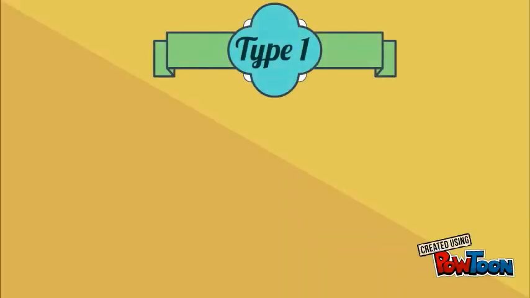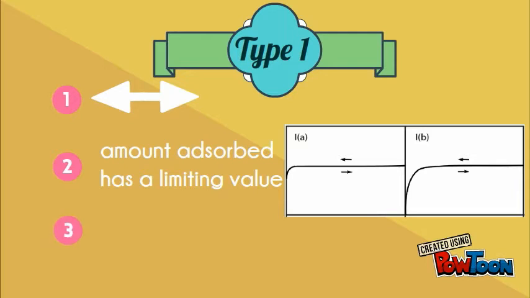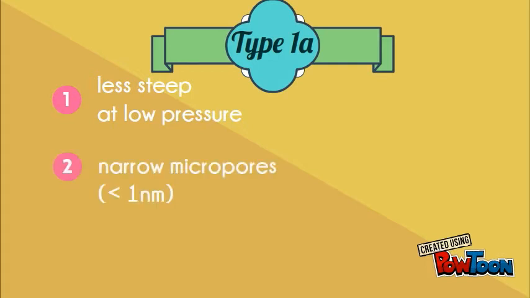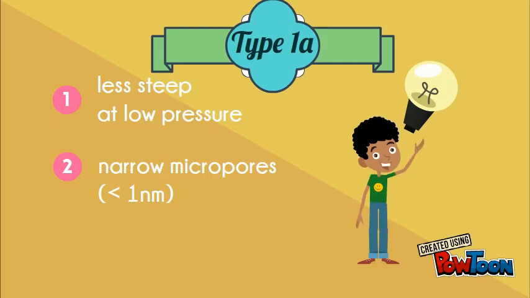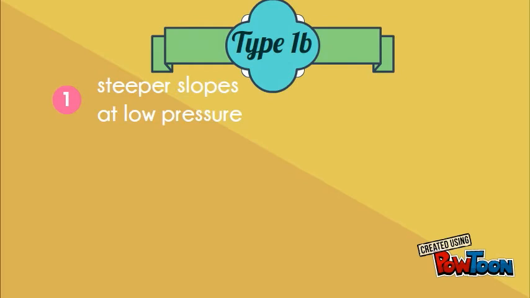Type 1 isotherms are reversible and the amount adsorbed has a limiting value. The isotherm is increasing at low pressures but approaches the limiting value as pressure increases. The slope of Type 1A isotherm at low pressure is less steep. This is associated with materials containing mainly narrow micropores with widths less than 1 nanometer. Type 1B isotherms at low pressures have steeper slopes. It is associated with materials having micropores with widths less than 2.5 nanometers.